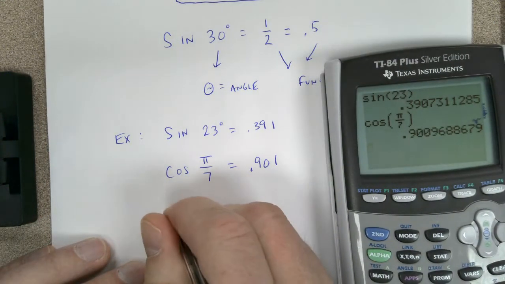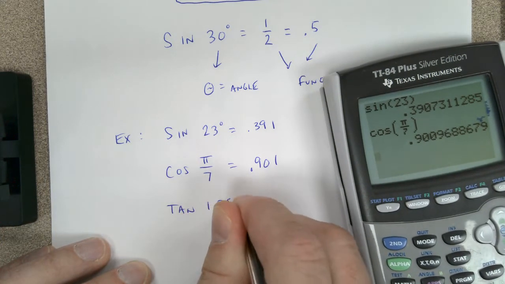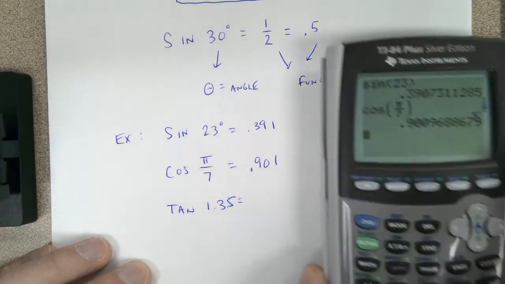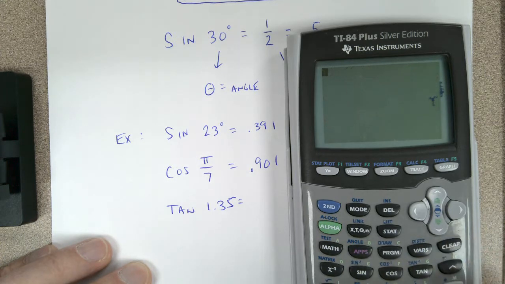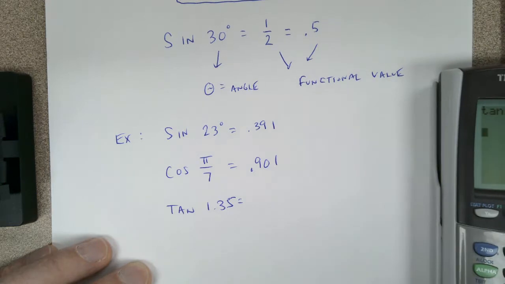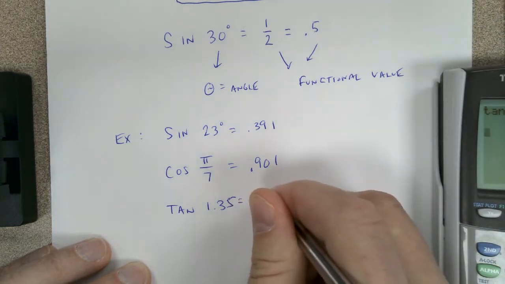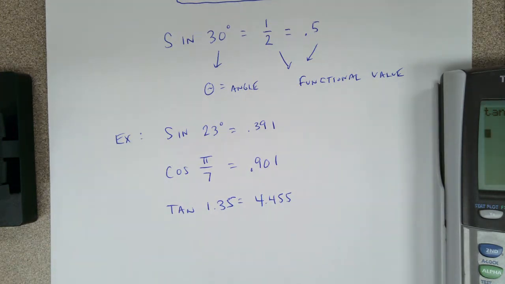And do another one in radians. Let's say the tangent of 1.35. So again, if I'm typing that into my calculator, the tangent 1.35, and hit enter, gives me 4.455. So again, that's just finding the functional value using your calculator.